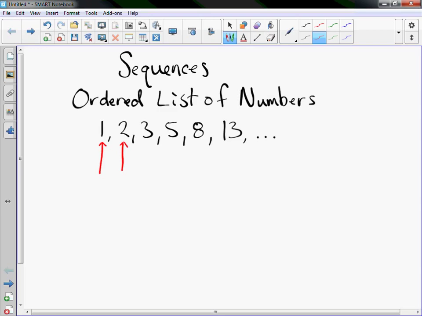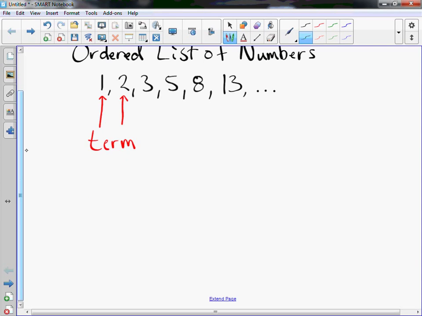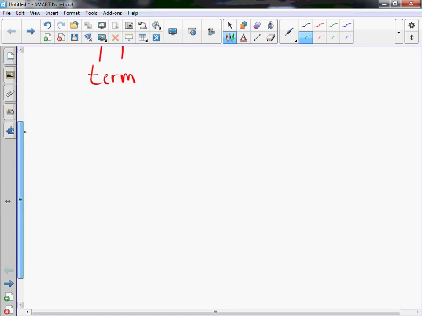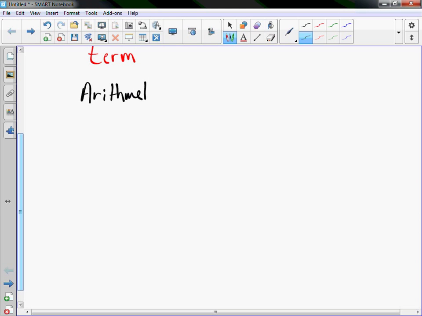Each number in the sequence is called a term. So each one of these is a term of the sequence. And we're going to talk about two special types of sequences. The first one is an arithmetic sequence, and that's similar to the word arithmetic.